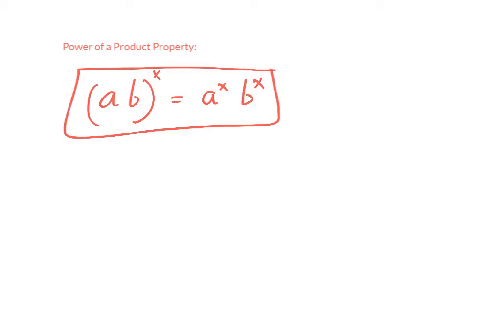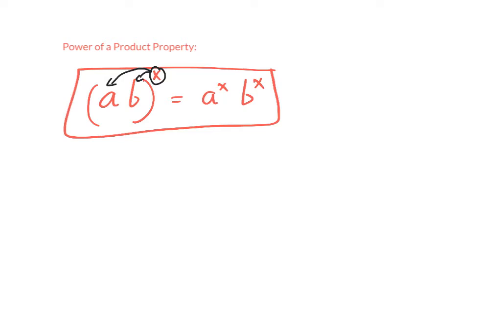All right, so we're gonna have another rule of exponent called the power of a product property. Let's suppose I have (ab) to the x power. It's going to be a to the x times b to the x. As you can see, we distributed the exponent x to each value inside the parentheses.